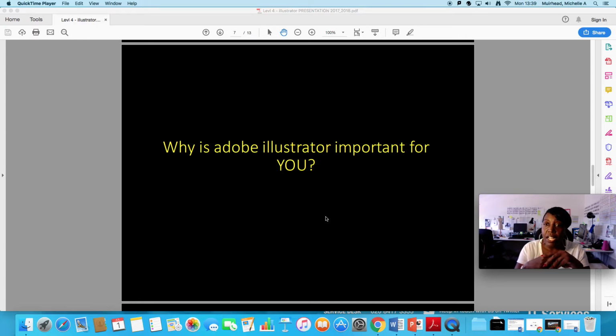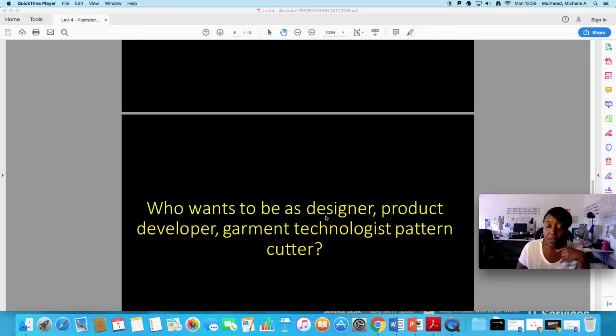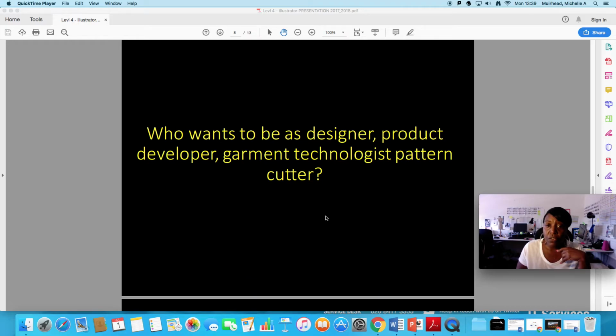And not realizing that actually, it's not just obviously about being creative. There are some other skills that are required, and Illustrator is often one of those that is mentioned. So regardless of if you're a designer or a product developer or a garment technologist or a pattern cutter, often in some companies these other roles also have to use Illustrator as well. So that once the designer has finished their role in creating the garment, it goes on to the product developer or the garment technologist, and they may need to actually adapt the technical drawings for you.